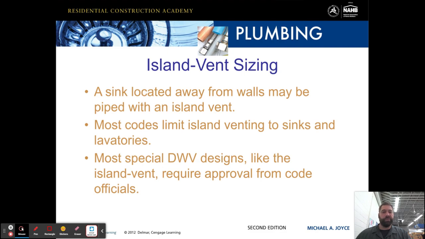The island vent sizing. A sink located away from walls may be piped with an island vent. Most codes limit island venting to sinks and lavatories. Most special DWV designs, like the island vent, require approval from code officials.